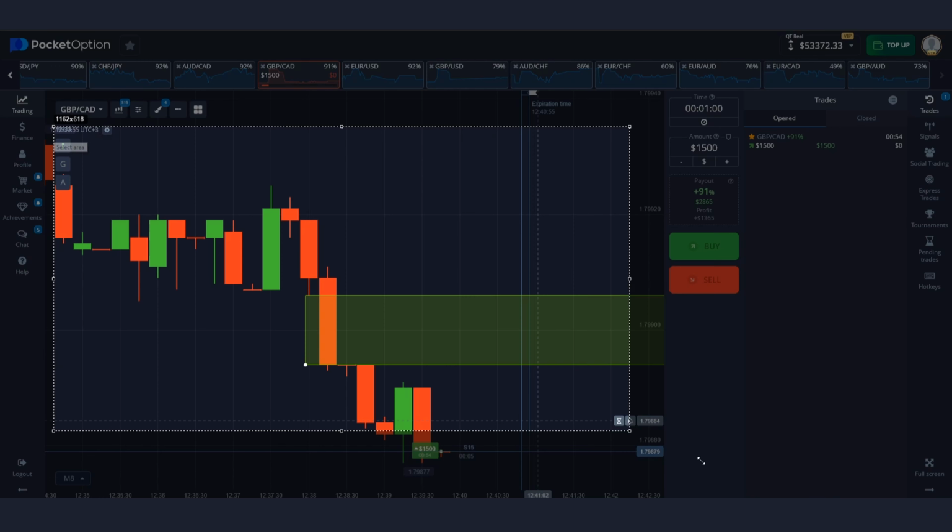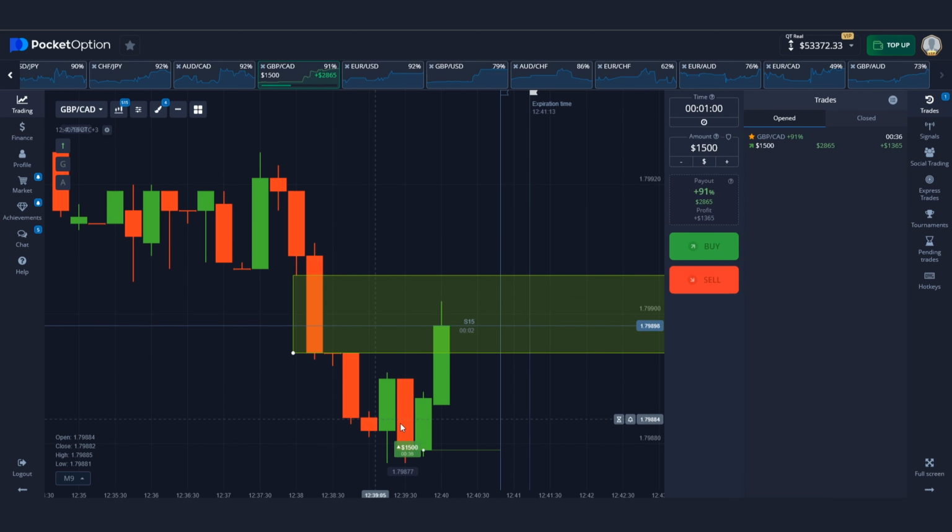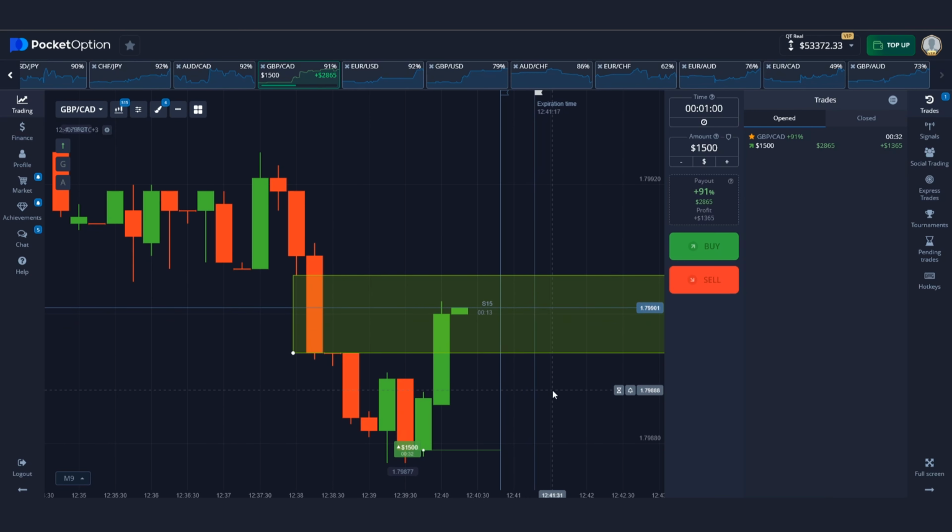What is imbalance? It's a candlestick in which there was no trade. It means that the price just fell and fell again, and there were no buyers in this case. If it was a green colored candlestick, then accordingly there would be no sellers. As you can see, the price goes into this imbalance, brings order to the market and brings back the balance.